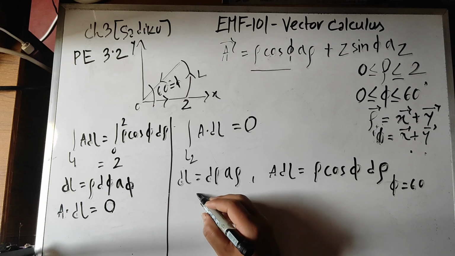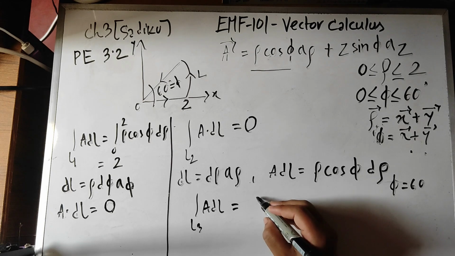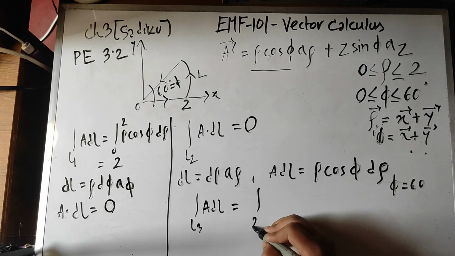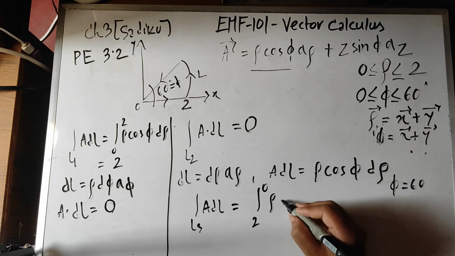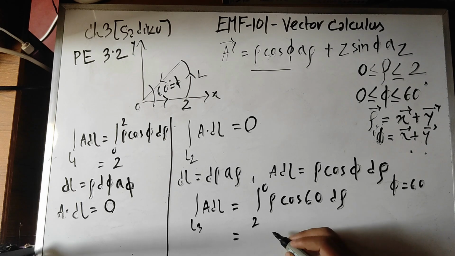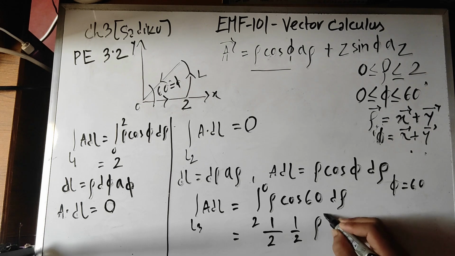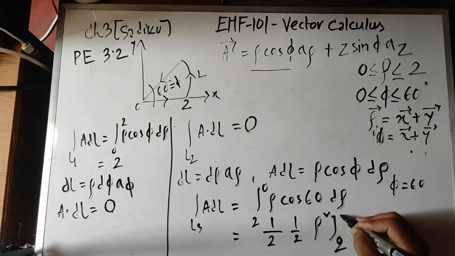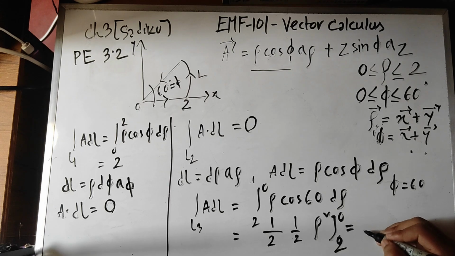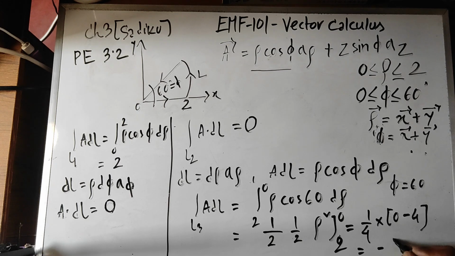So along L3, A·dL is the integral from 2 to 0 of rho cos 60 d rho, where cos 60 is half, so half times rho squared from 2 to 0, which is 1 by 4 times 0 minus 4, so minus 1.